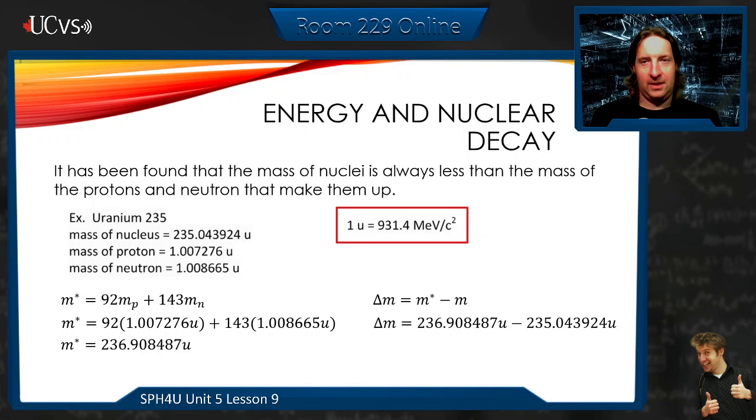Now, that is a difference of almost 2 atomic mass units compared to the actual mass of the nucleus. If I take all those protons and neutrons and stick them together to make a uranium-235 nucleus, it weighs a lot less. Where's that mass difference? This is a mass defect. Where's that energy gone to?